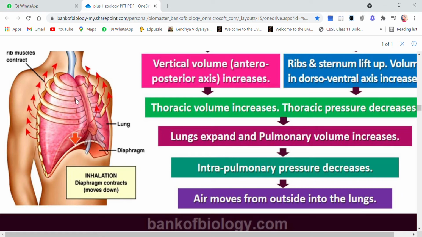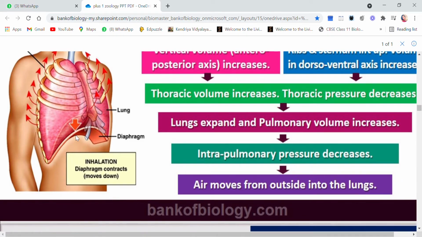So same way here also, as the volume of the lungs increases, the vertical volume increases, the pressure inside will decrease. Now, because the pressure inside is less, but the outside pressure is high, and we all know that movement of particles will take place from high pressure to low pressure. So, what will happen? The air moves from outside into the lungs. Now, the air from the outside will move into the lungs, and this is how inhalation is done.